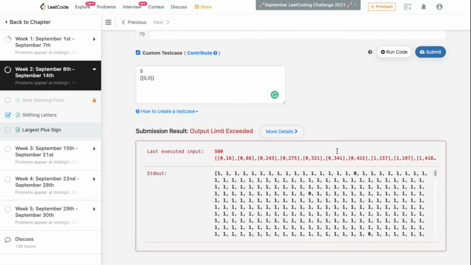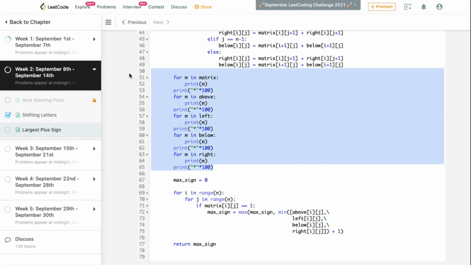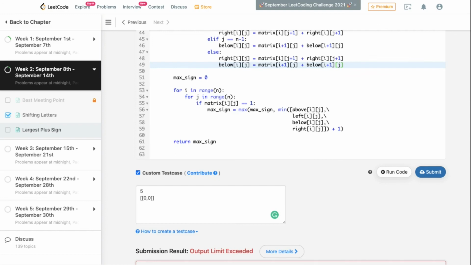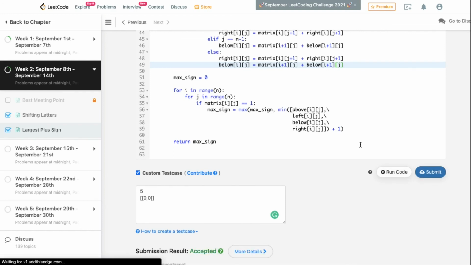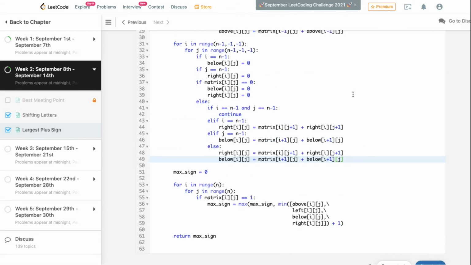Output okay. So I think we need to remove this. So let's see. Yep, it got accepted. So cool.